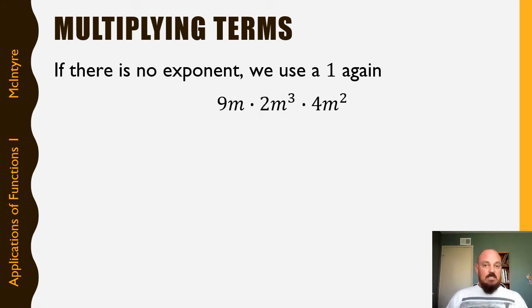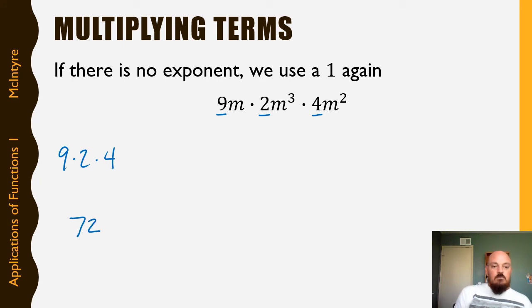Now, the other thing I did in this example is I showed you we're actually multiplying 3 terms together, not 2. So that can happen. But I'm going to follow the same rules. I'm going to start with the numbers. So when I look at my coefficients, I have 9, 2, and 4. So the first part of this question, I'm going to do 9 times 2 times 4. And you can use a calculator or just multiply it in order. It basically comes out to 72. 9 times 2 is 18, and 18 times 4 is 72.